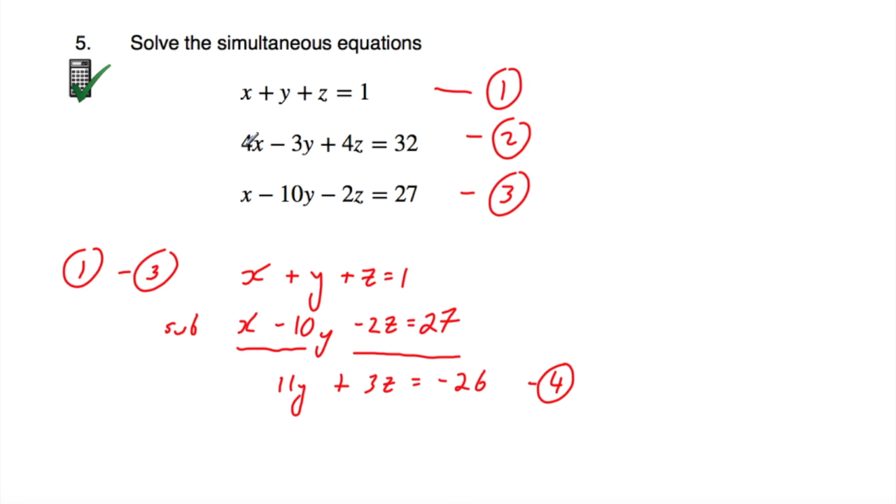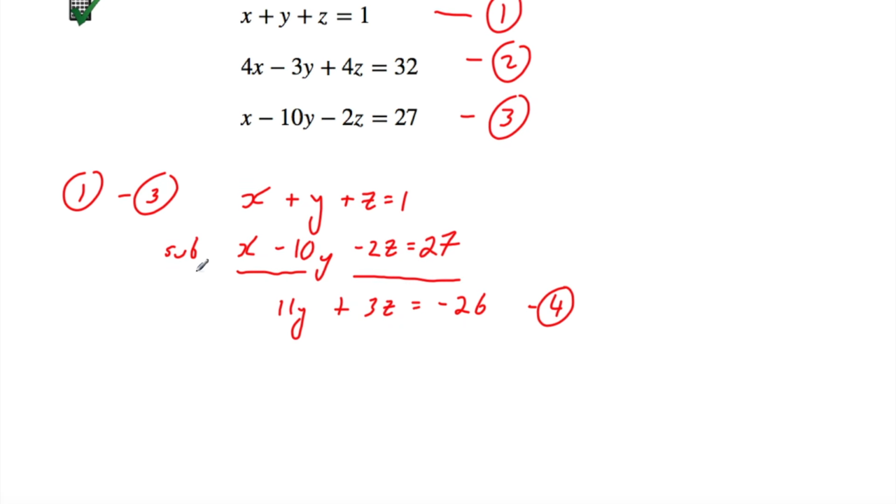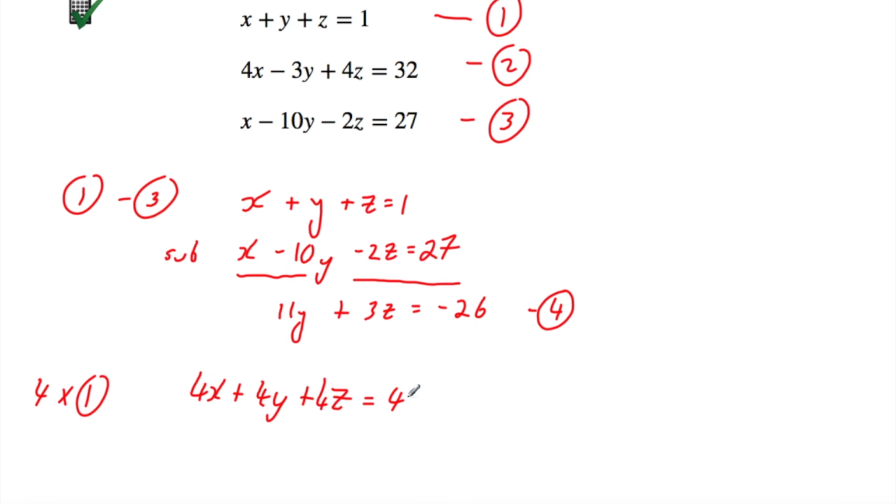It's got 4x. So we're going to want to multiply equation 1 by 4 or equation 3 by 4 to get 4x as well. I'm going to times equation 1 by 4, so I'm going to do 4 times equation 1. Let's write that down. 4 multiplied by equation 1 would give us, multiplying everything here by 4, 4x plus 4y plus 4z equals 4. We've now multiplied everything in equation 1 by 4, and I'm just going to call that equation 5 for the minute.